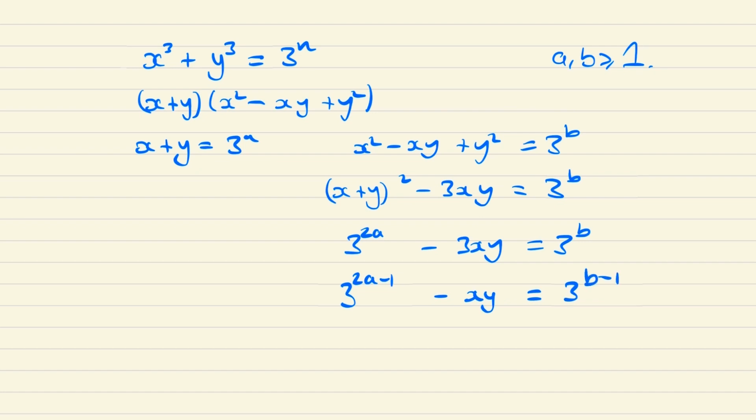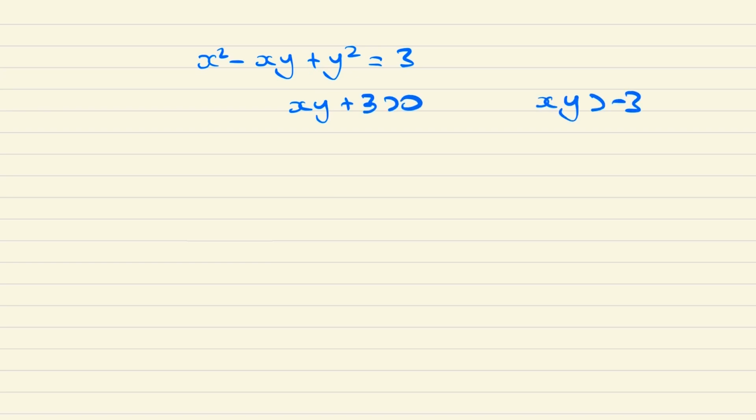And since we know that 3 does not divide xy, then we must say that one of these must equal 1, in which case we have either 2a minus 1 is equal to 0, or b minus 1 is equal to 0. In the first case, there's no solution, and in the second case, we have b equal to 1.